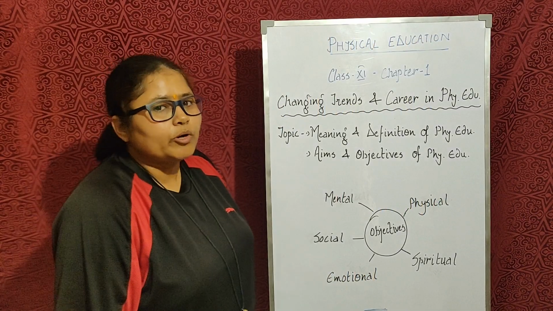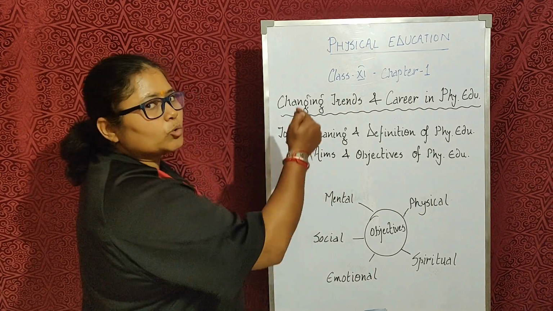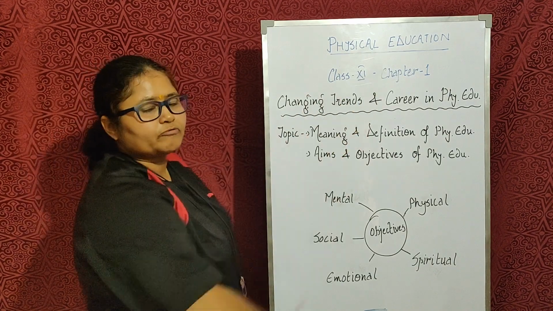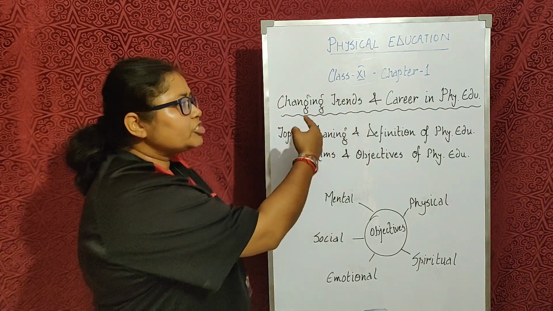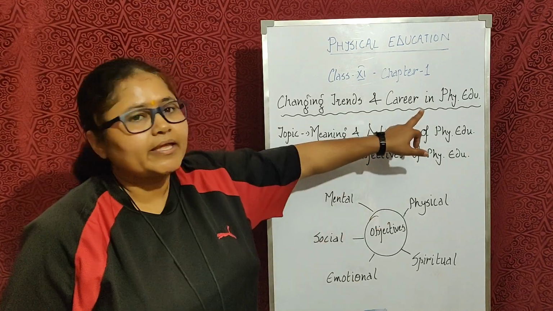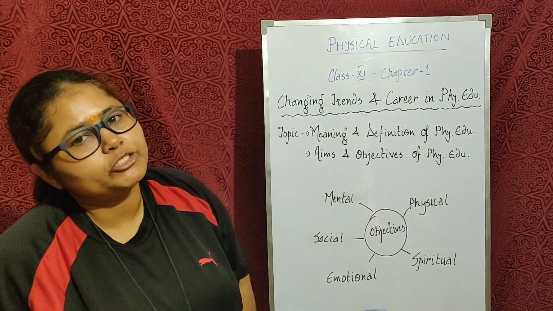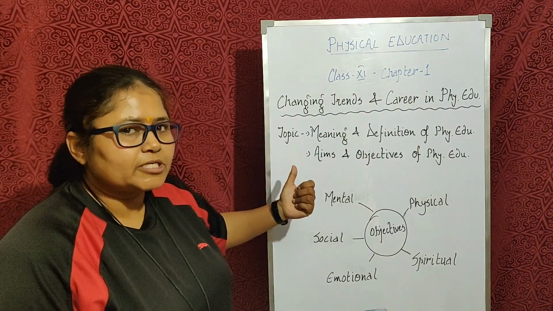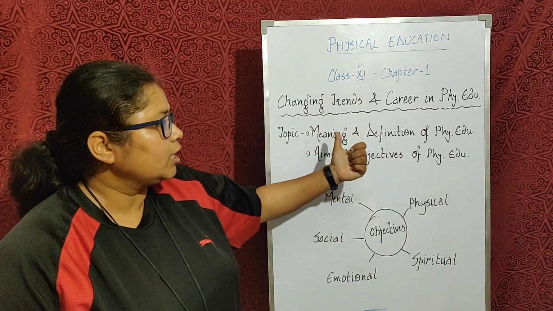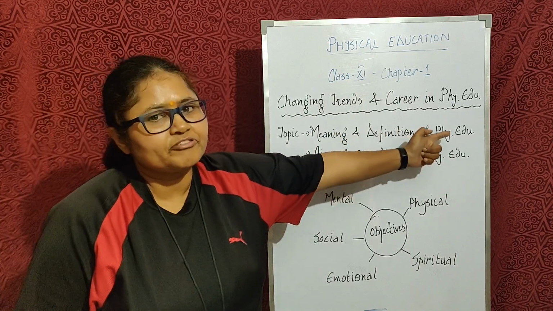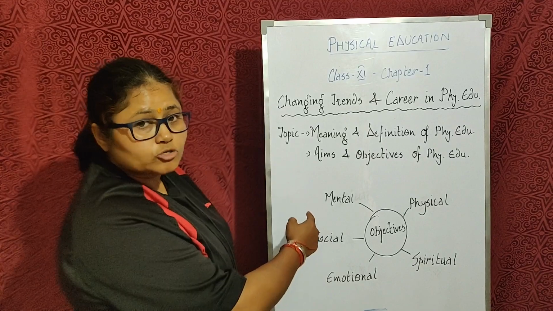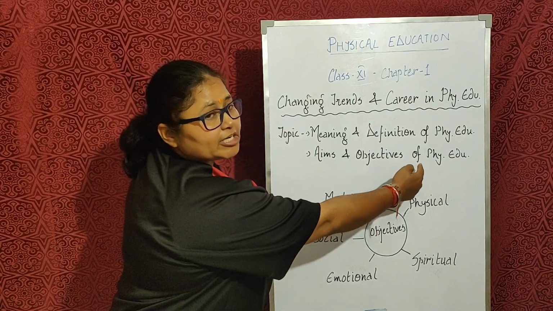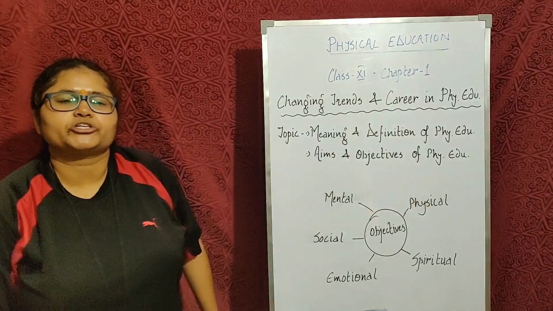Today we are going to cover Chapter 1 in Physical Education for Class 11, Changing Trends and Career in Physical Education. The two topics we are going to cover are: first, meaning and definition of physical education; second, aims and objectives of physical education.